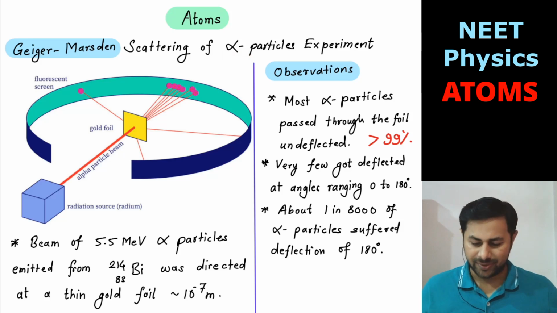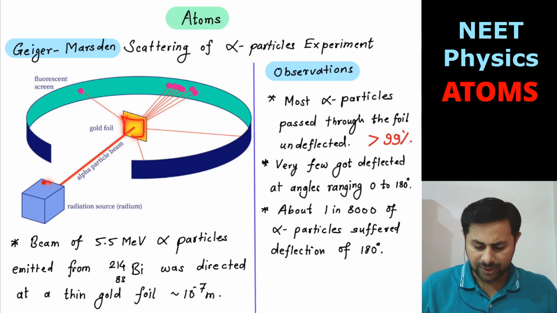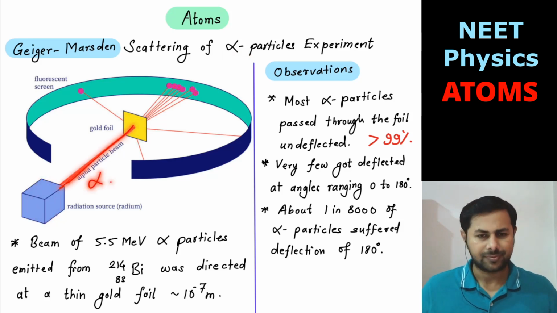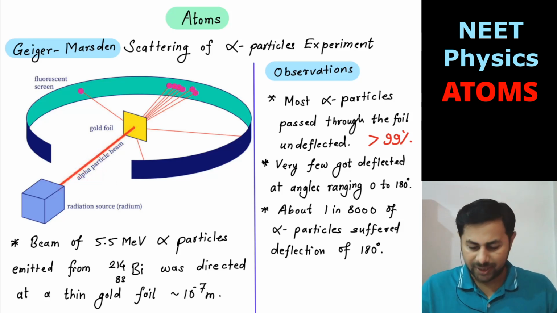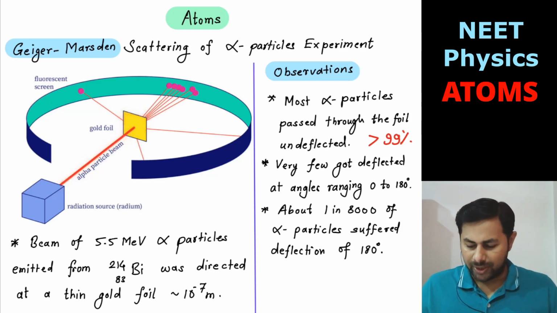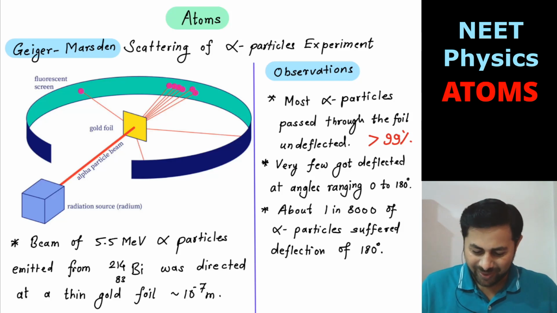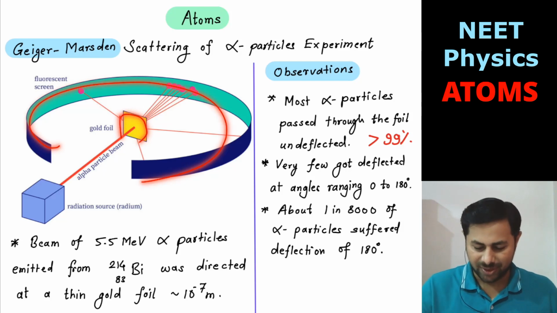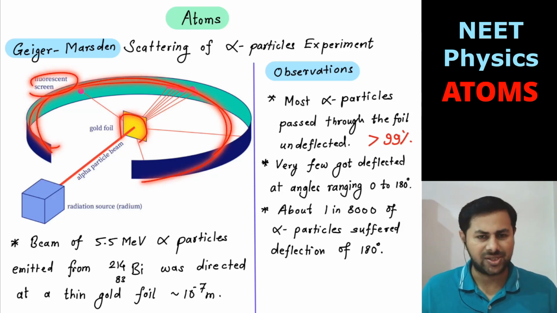by alpha particles. Suppose this is a gold foil and this is some radioactive source, so it emits alpha particles. These alpha particles are concentrated in this direction so as to fall on this gold foil. The gold foil is very thin, it's not a very thick gold foil. And then after the gold foil there is a screen which is like this. Now this is a fluorescent screen.